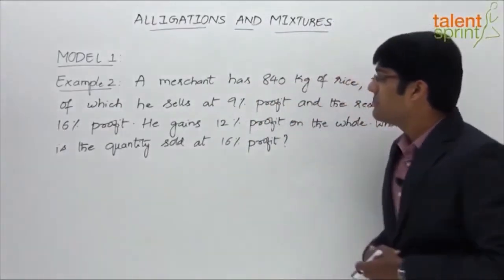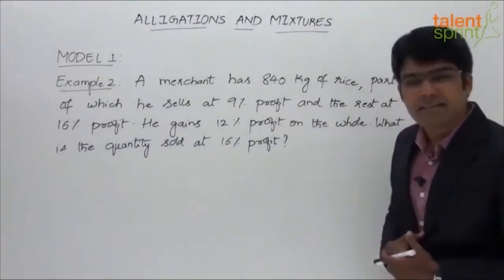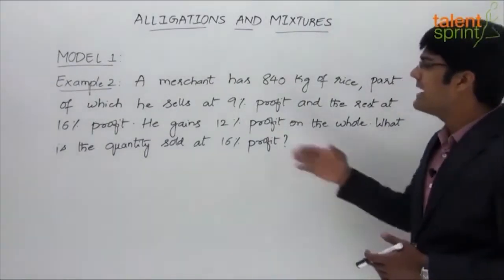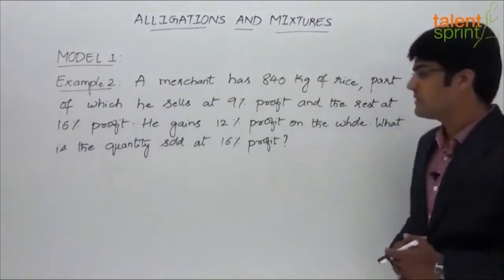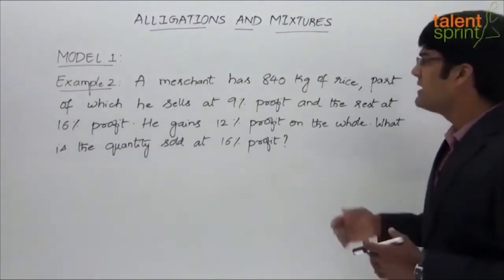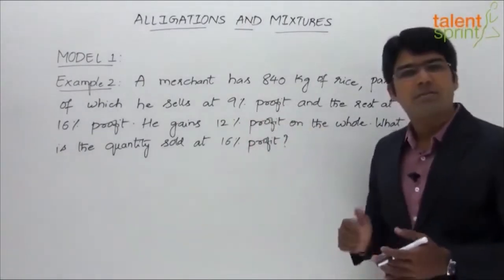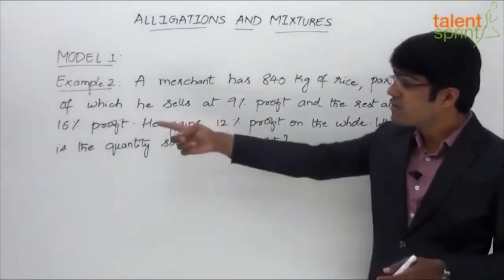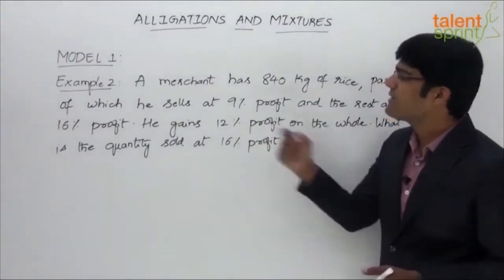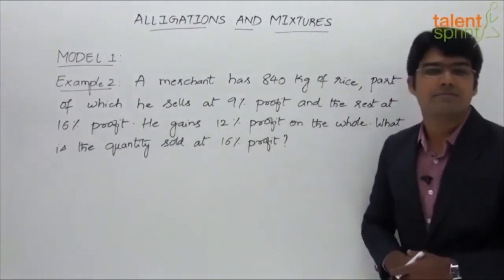The question here is, a merchant has 840 kg of rice, part of which he sells at 9% profit and the rest at 16% profit, and he gains 12% profit on the whole. So what is the quantity sold at 16% profit? So a simple question which says total quantity is 840 kgs, some part of it is sold at 9% profit and the remaining part, the rest of it, is sold at 16% profit. Now on the whole, on the total 840 kgs, the profit obtained is 12%. So what is the quantity that was sold at 16% profit?